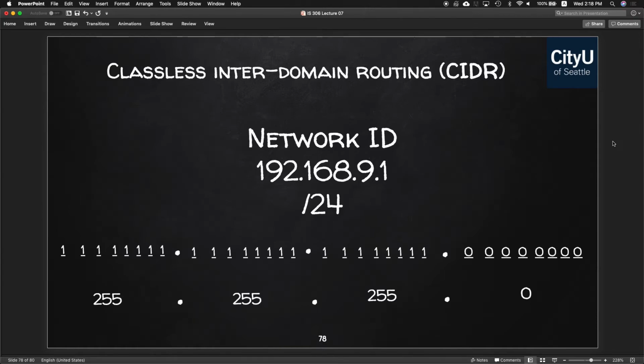If I have this network ID and I have a /24, you start from the left and count 24 ones. So this is 8, another 8 is 16, another 8 is 24. That's why you got 24. You got 24 bits that are turned on, or set to the value 1. And if you represent that with the IP address, it's going to be 255.255.255.0. Okay?